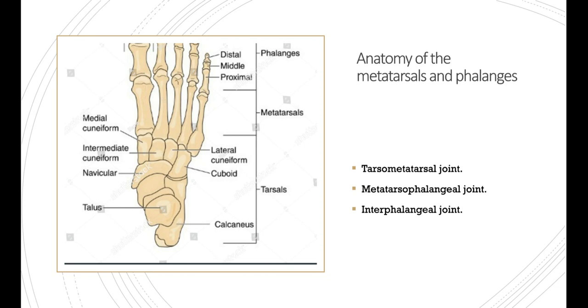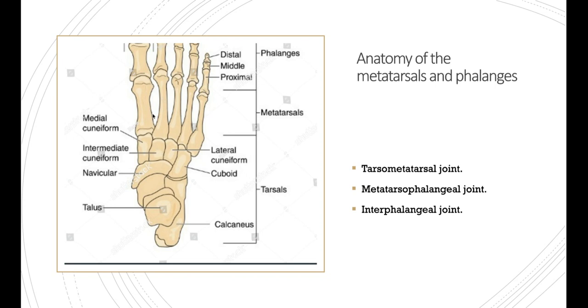The tarsometatarsal joint is in between the tarsals of the foot, so the cuboid and the cuneiforms, and these will articulate with the metatarsals. The metatarsophalangeal joint is a joint between the metatarsals and the proximal phalanges, or proximal phalanx of each digit, and the interphalangeal joints are these joints in between each phalanx.